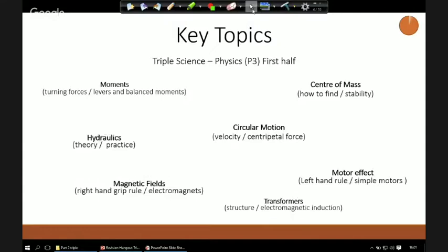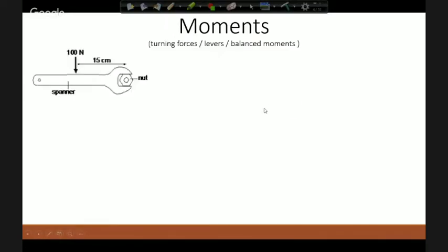Okay, so if you're ready, if you watched the first half of P3, you'll notice that my handwriting isn't very good in these. It's just to make you feel reassured that handwriting doesn't have any effect on your mark in physics.